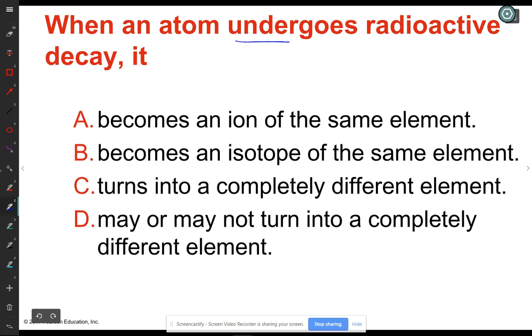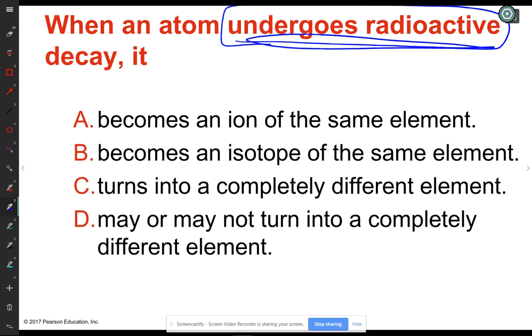When an atom undergoes radioactive decay, what does it do? So think back to my example with the pen. What does it do? Okay, it becomes more stable. And it's going to have to give off energy, right? Because of the difference in energy from where it started to where it ended, just like when this goes from here to here, it gives off energy.